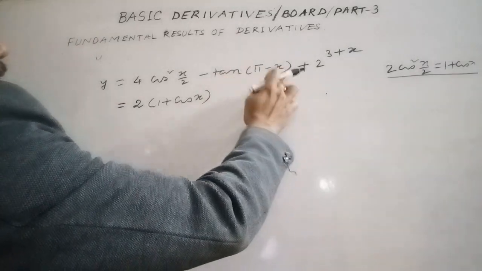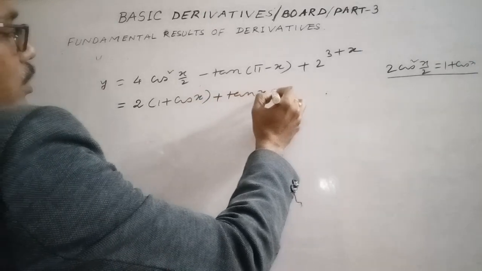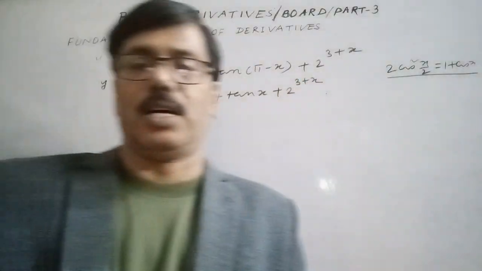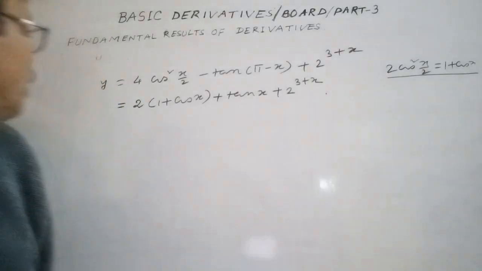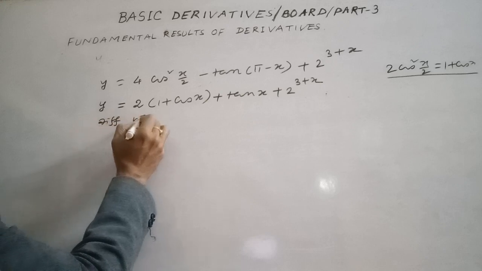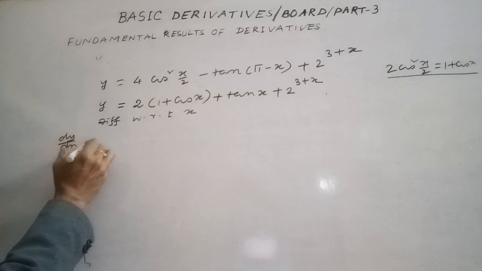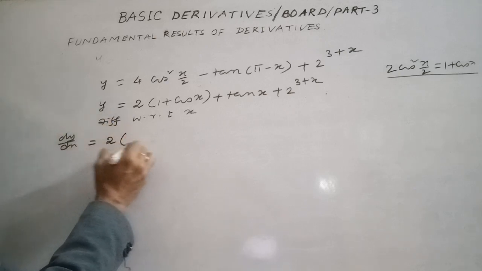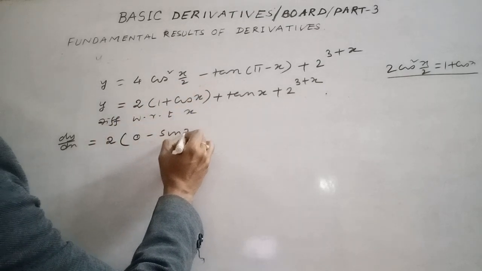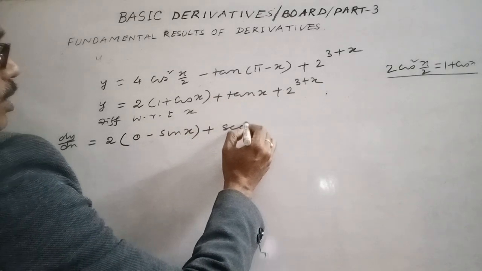Tan pi minus x is minus tan x. In the second quadrant it is negative, so it will be minus tan x. And this one is unchanged. So this is the simplified form. Then differentiating with respect to x, dy by dx: 2 outside, it is constant, and derivative of 1 is 0 and cos x is minus sin x. Derivative of tan x, simplest one, sec square x.